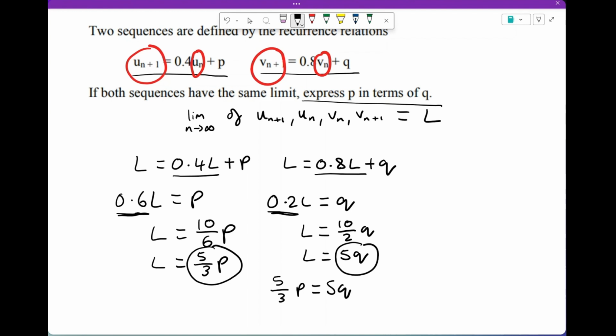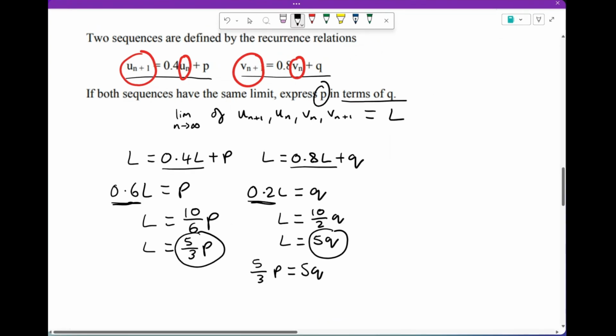Now, if we look at what the question wanted, we need p in terms of q. So therefore, we need p to be the subject. So I'm going to multiply by 3 to get 5p is equal to 15q. And then we're going to divide by 5. So p is equal to 3q, which is my final answer in this case.